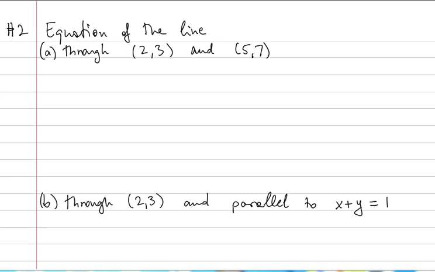Here we have a problem where we have to find the equation of a line through 2 points. There are two things to remember. First, how to compute the slope. The slope m is equal to y2 minus y1 divided by x2 minus x1. In other words, it's rise over run.